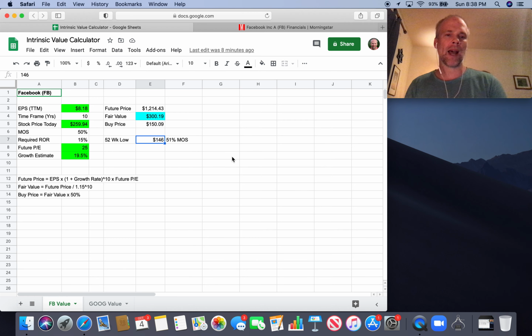And just out of curiosity, I looked back. Was Facebook ever trading in the last year below 150, at a greater than 50% discount to fair value? And it was trading at $146 per share back in March, which is only a little over 6 months ago. So that gives me hope that Facebook could come back down to a 50% margin of safety.